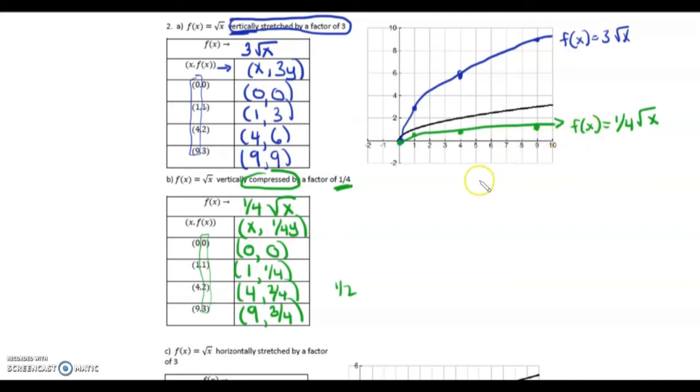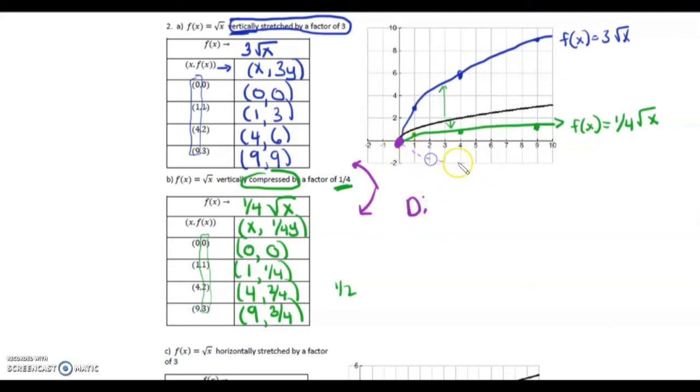Okay. And when we're doing vertical stretches or compressions, we can see that the blue is further away from the x-axis and the green is going more toward the x-axis than the original. Okay. So again, there were no translations on this graph. They were just stretched. So the domain and the range of these two graphs are actually going to be the same.